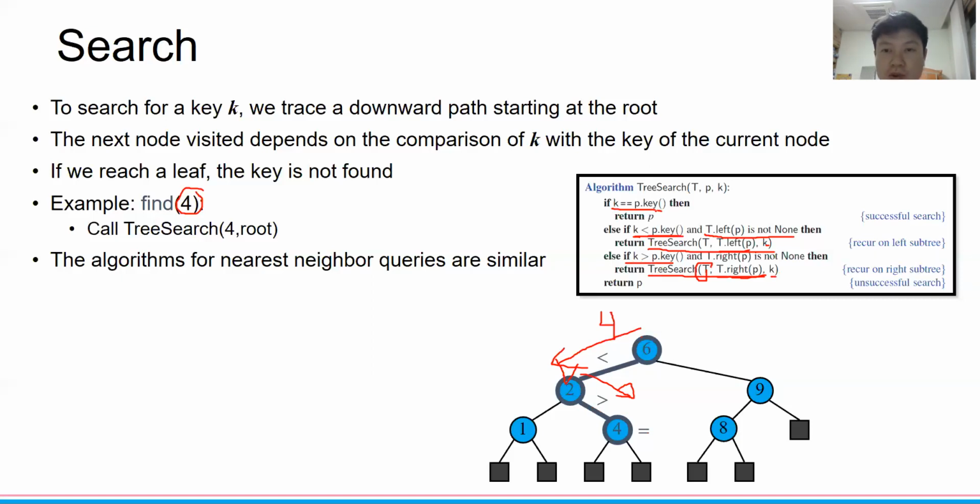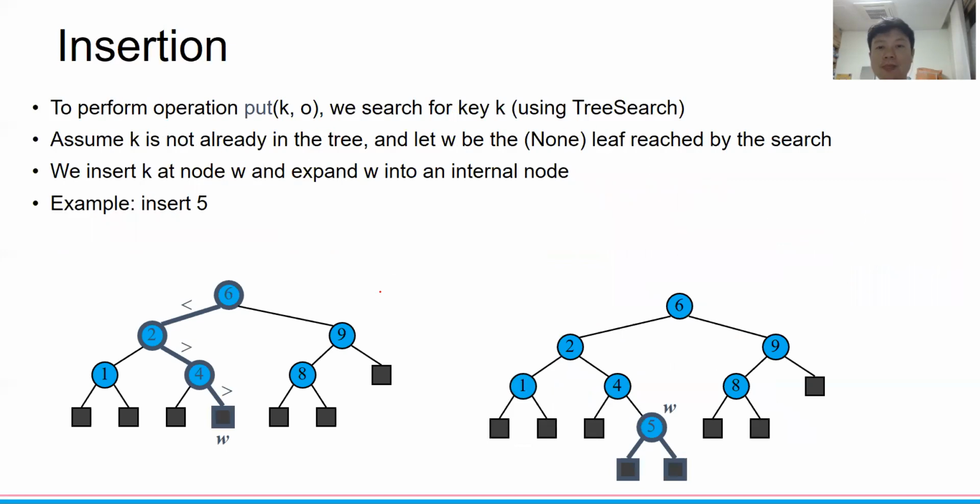Now k equals p key, 4 equals 4. Yes, it's true. So we found the value. So the algorithms for these queries are similar. We use this kind of idea to get the numbers. How about if we want to insert?